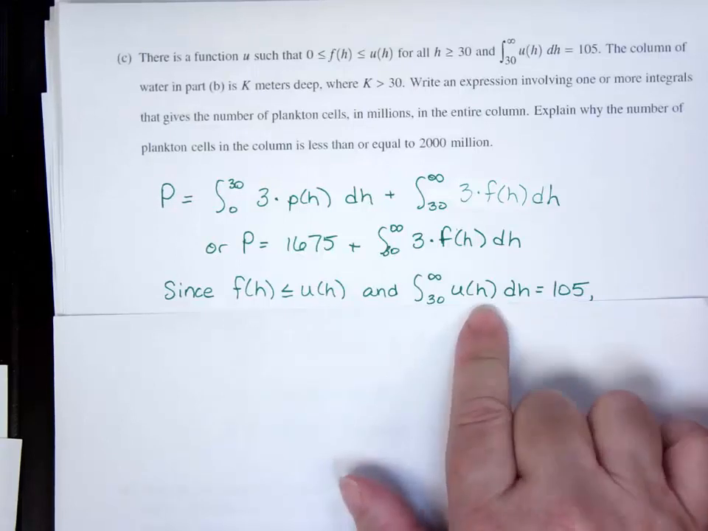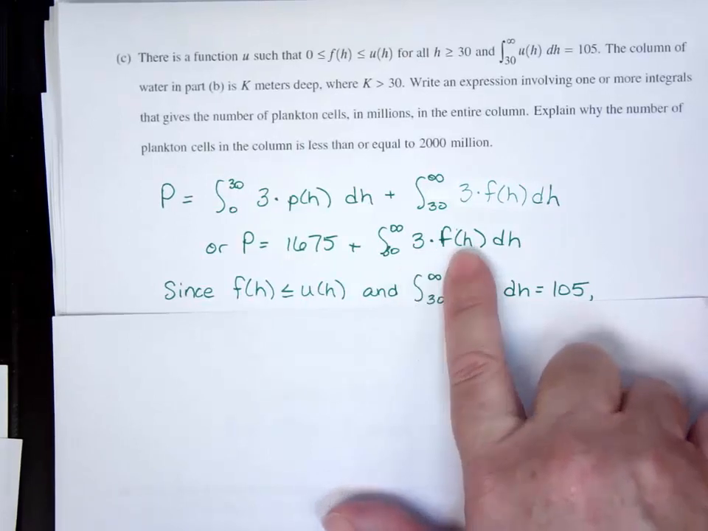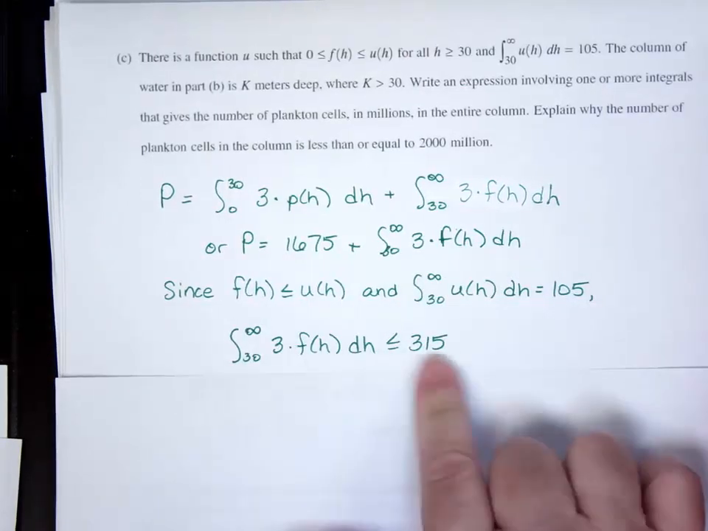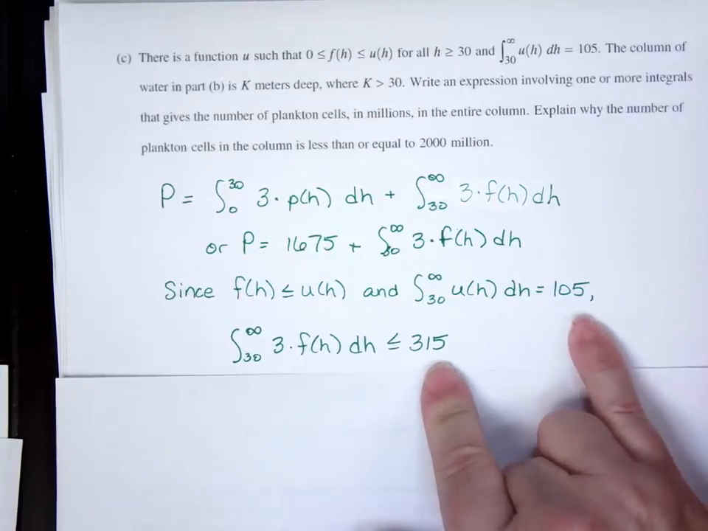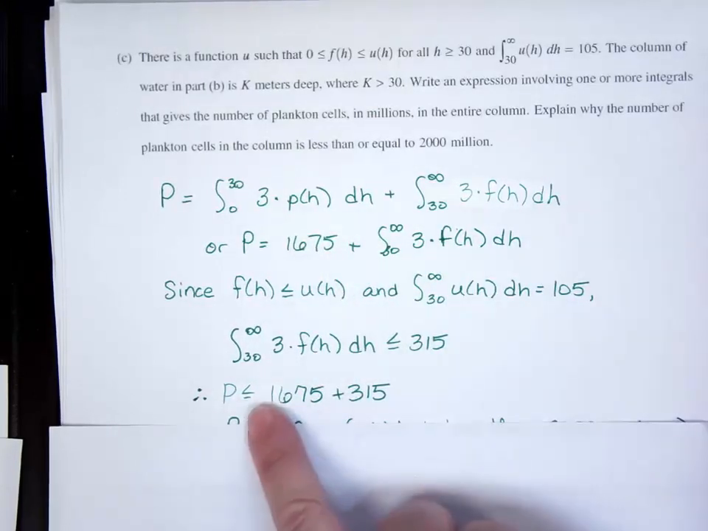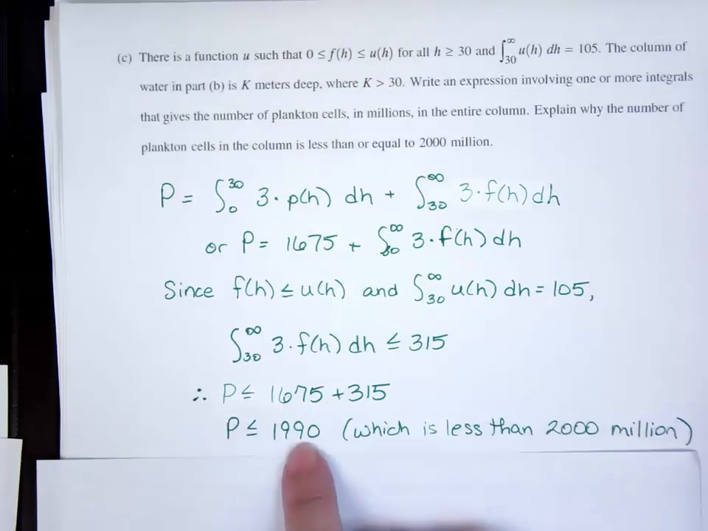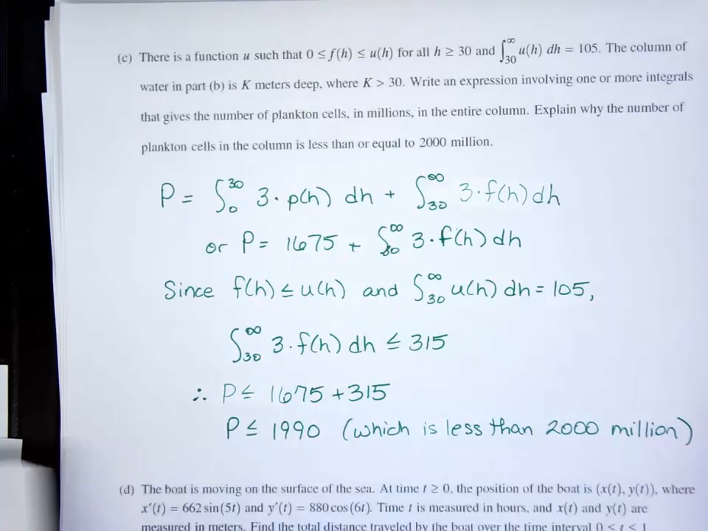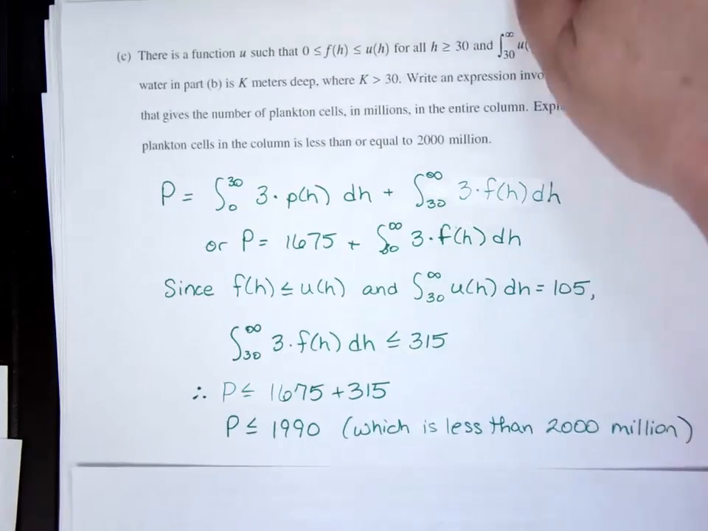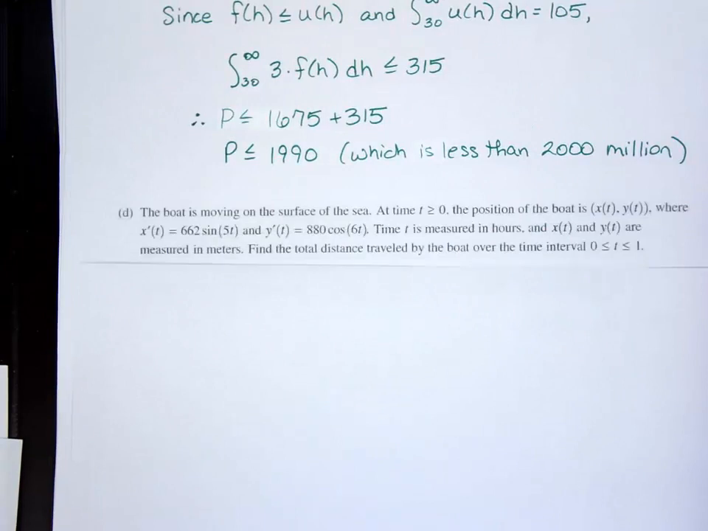And the area under u from 30 to infinity is 105. We want to know what the area of 3 times f of h is. It has to be less than or equal to 315, which is 3 times 105. So we substitute this value into the second equation. We know that p has to be less than or equal to 1675 plus the 315 I just found, which comes out to be 1990, which is less than 2,000 million. And so that's how you prove that it has to be less than or equal to 2,000 million.